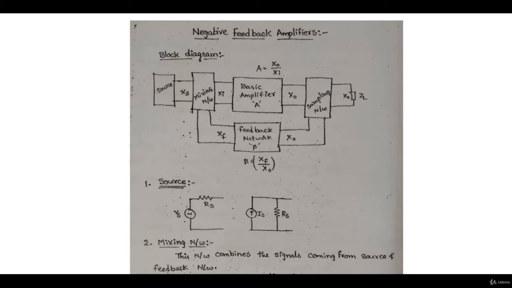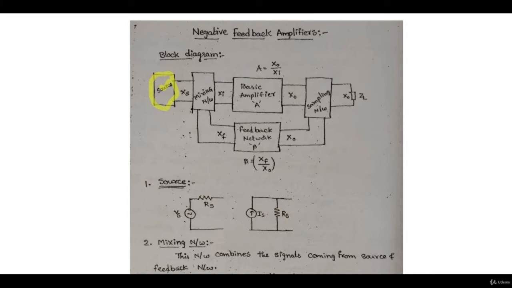First you can see the source block. The source contains a voltage source with a resistance, or a current source with a resistance in parallel. Either of these two combinations will be there in place of the source, which we are already aware of.